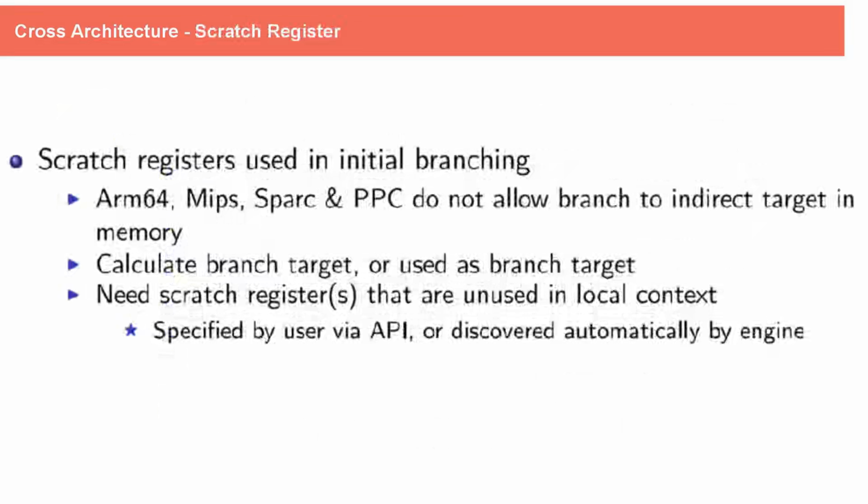Scratch register. Remember that we need to branch from the original place to the callback or to the trampoline buffer, right? However, many CPUs do not allow branching to an indirect target in memory. So that's why we need a temporary register to branch to the register, but not to the memory. So we need to use some scratch register to calculate the branch target. And again, it depends on the CPUs.